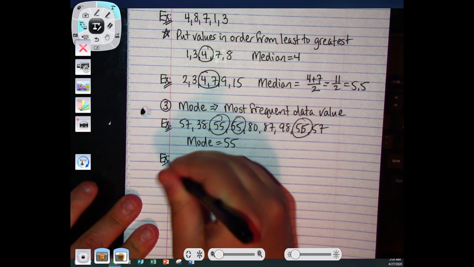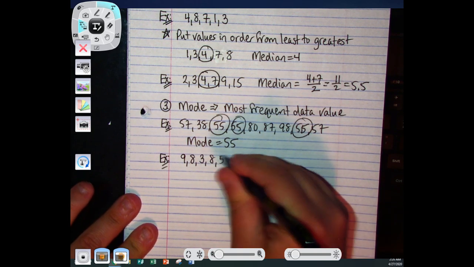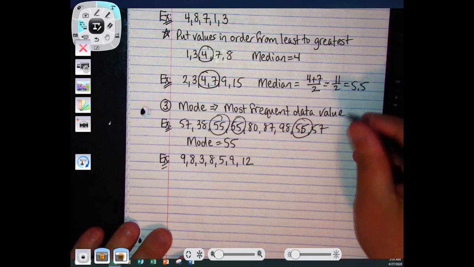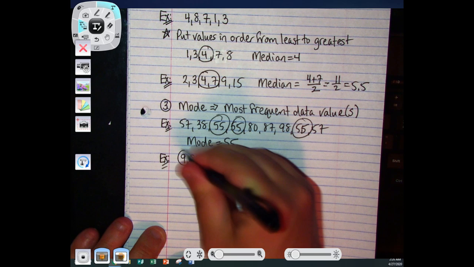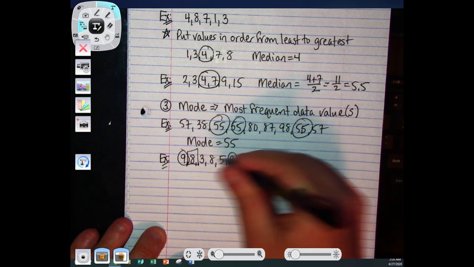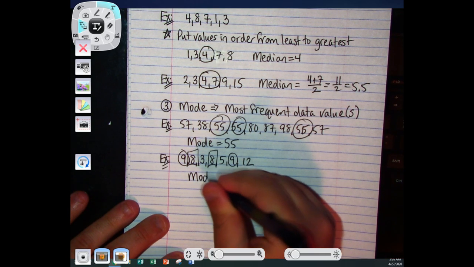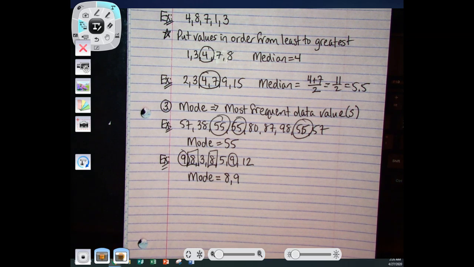Now, in another example, this time, let's say they gave me 9, 8, 3, 8, 5, 9, 12. And it says find the mode. Again, we look at what data value appears the most. And in this case, it could be potentially more than one. Notice here that we have 9 that appears twice, and we have 8 that appears twice. So in this example, there are 2 modes. The mode is 8 and 9. Those are the values that appear most frequently.